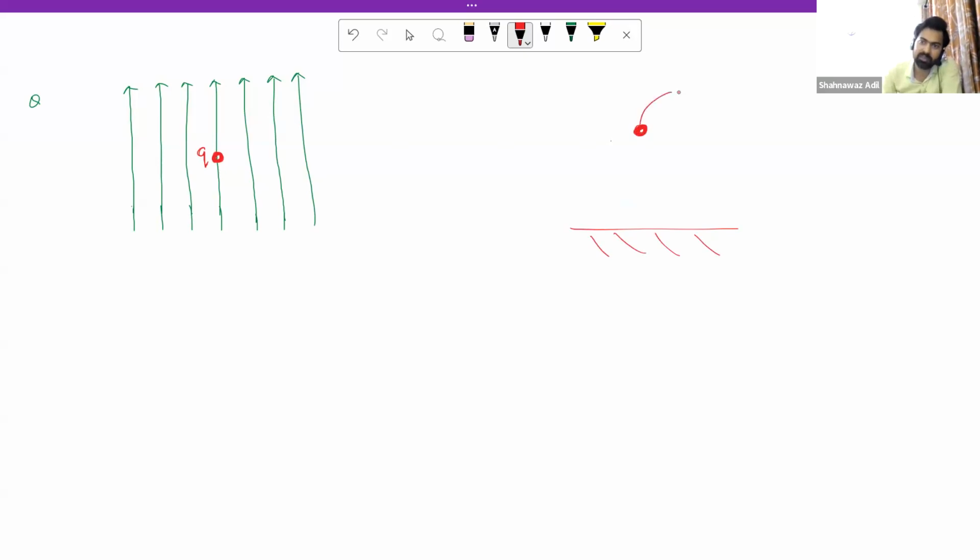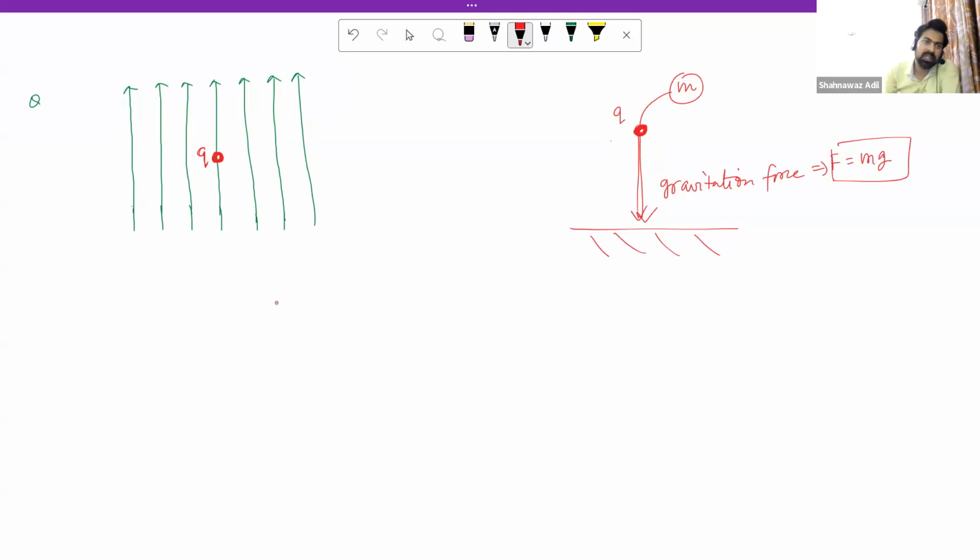This charge has some mass. So what will happen to this charge if you put it in the air? It will drop down, right? And why will it drop down? Because of the gravitational force. And what is the gravitational force? This is mg. So due to the gravitational force, it will drop down.